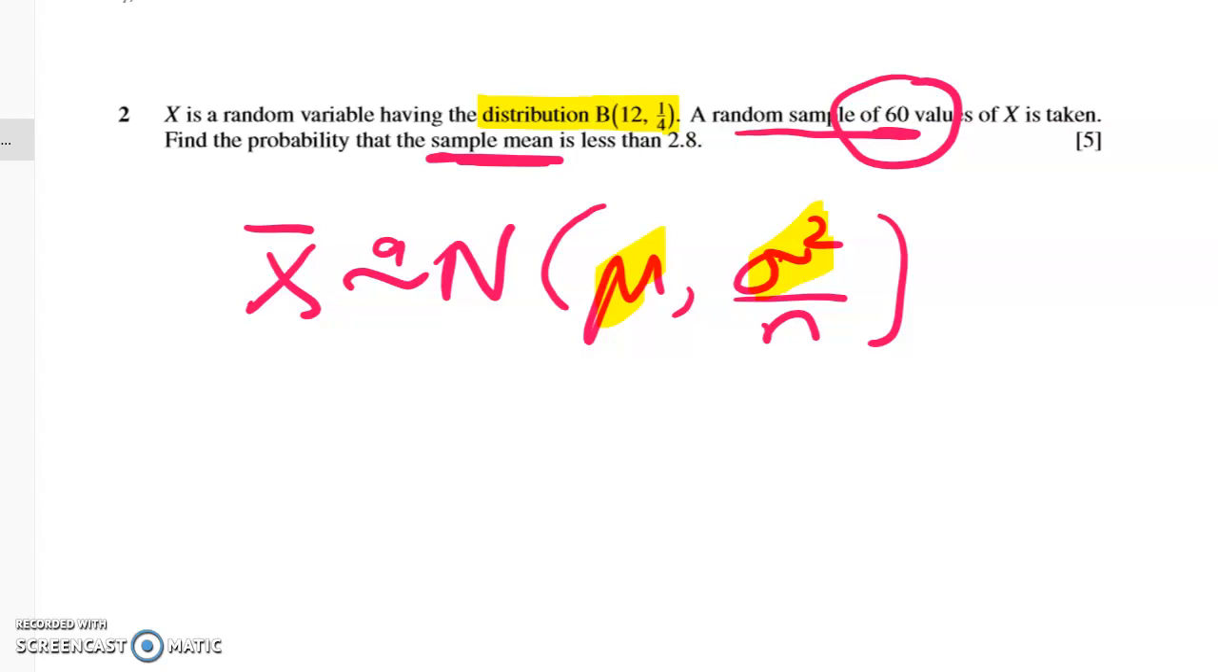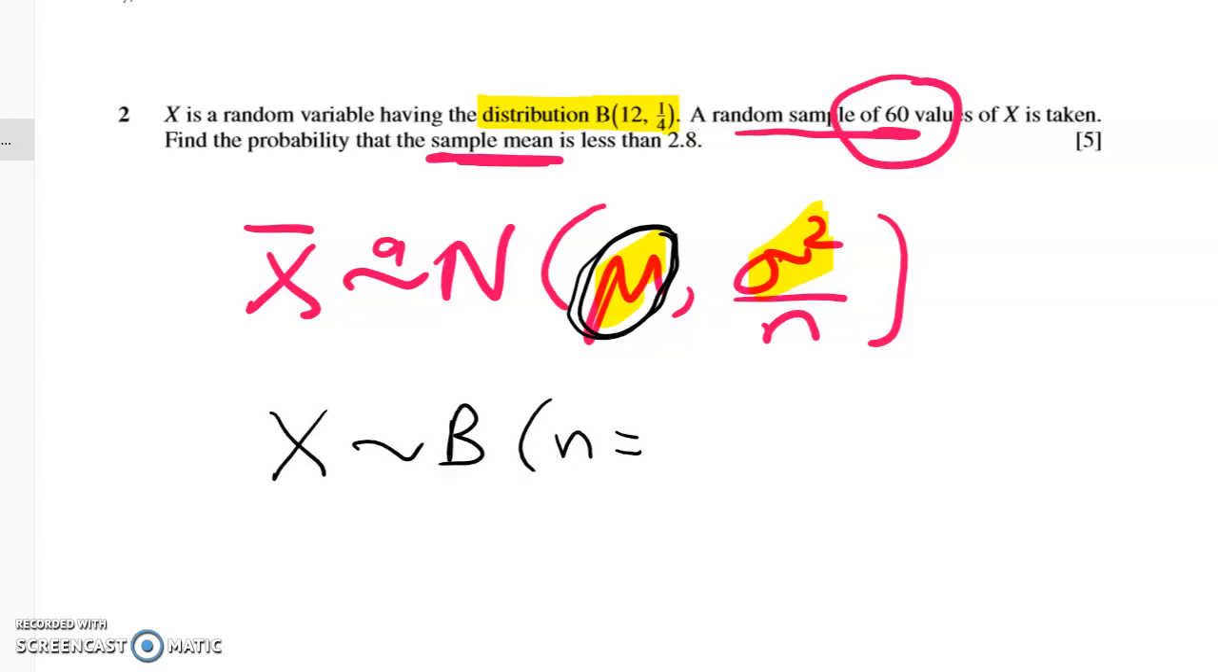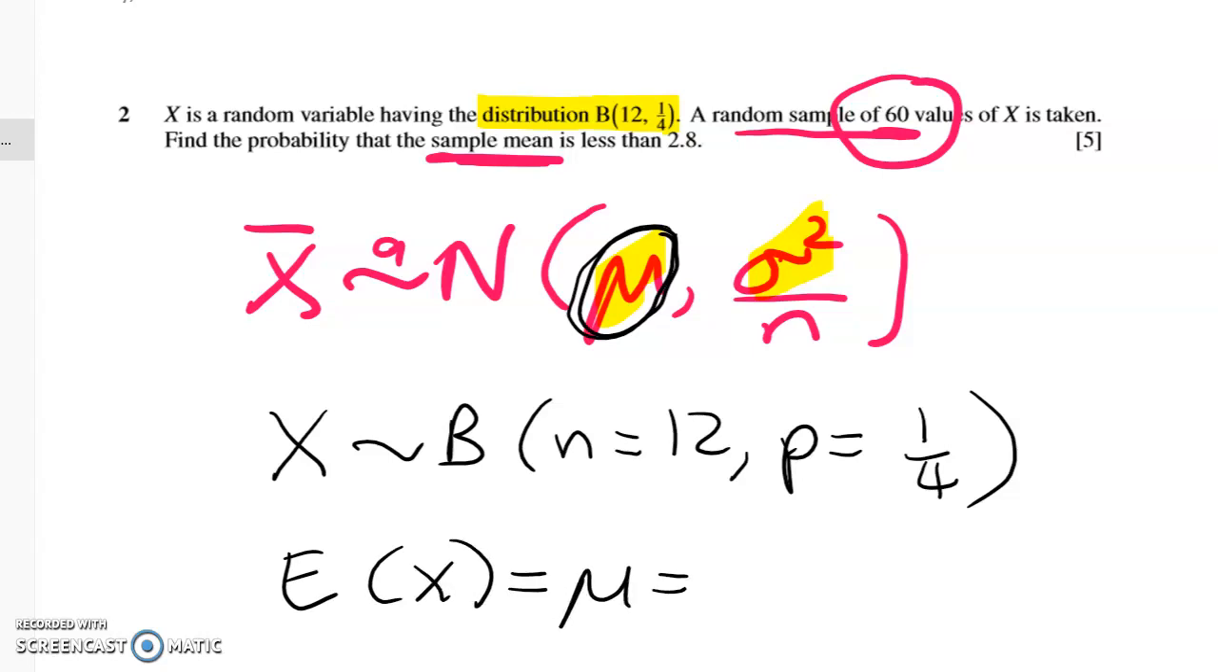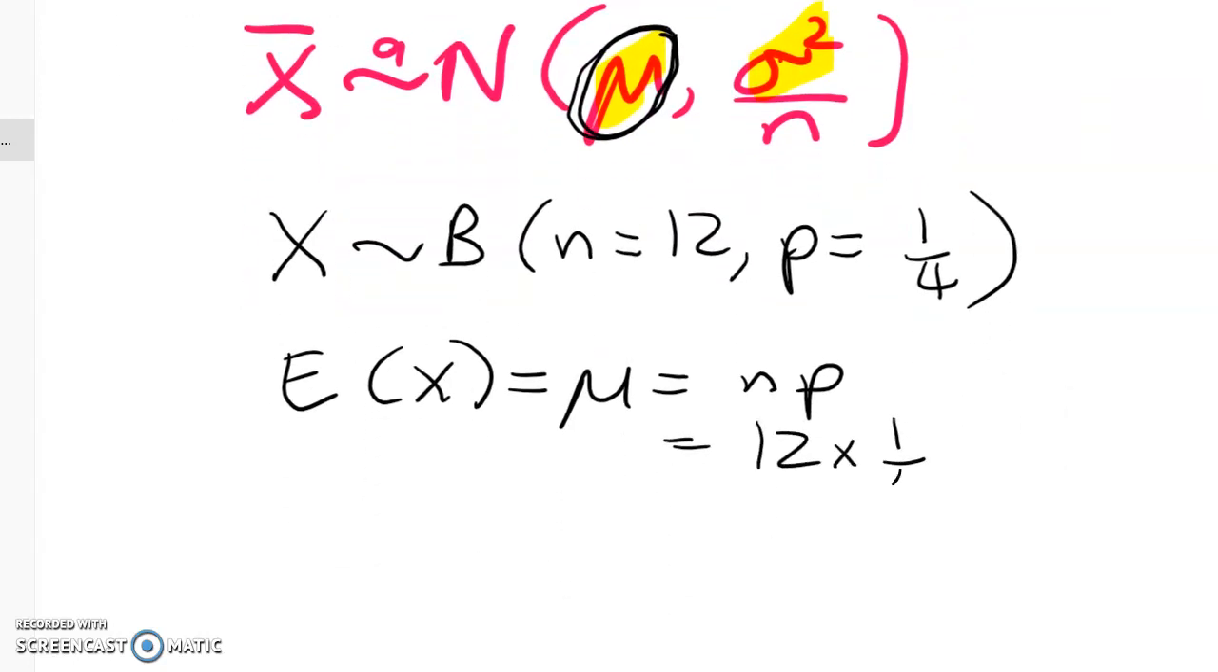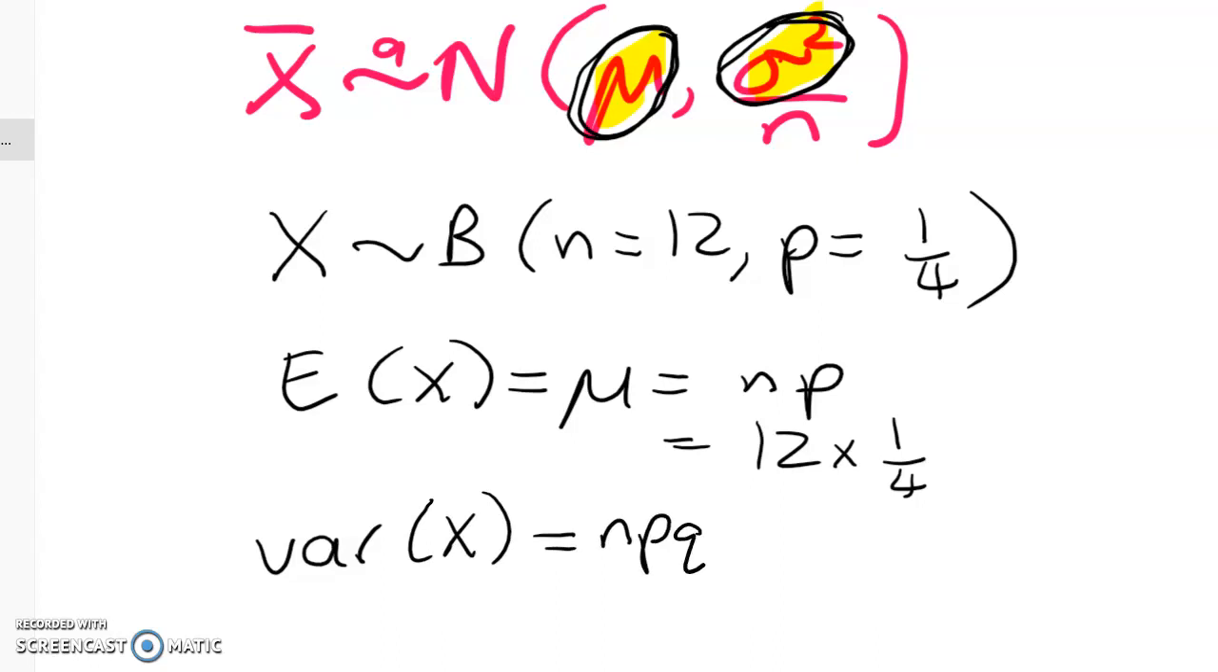Well, the mu is the mean of my X variable. So let's go back to X. X is binomial and it's got N of 12 and P of 1/4. So the mean of X, E of X, is NP, which is 12 times 1/4. And the sigma squared in here is the variance, right? So the variance of X is NPQ, which works out to be, so 12 times 1/4 is 3. So NPQ is 3 times 3/4, which is 2.25.